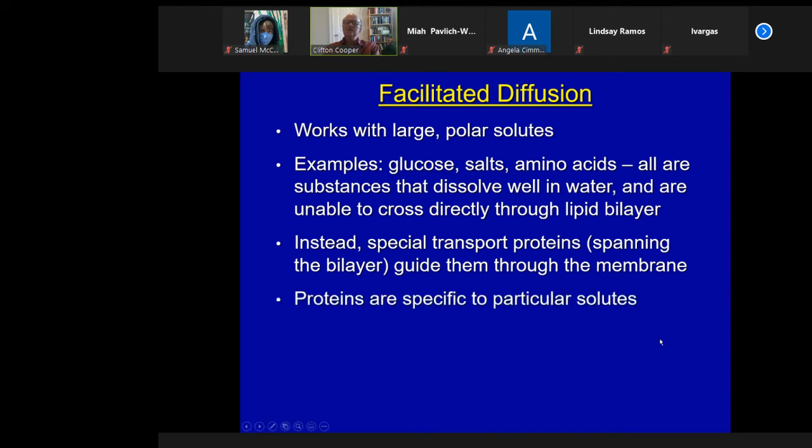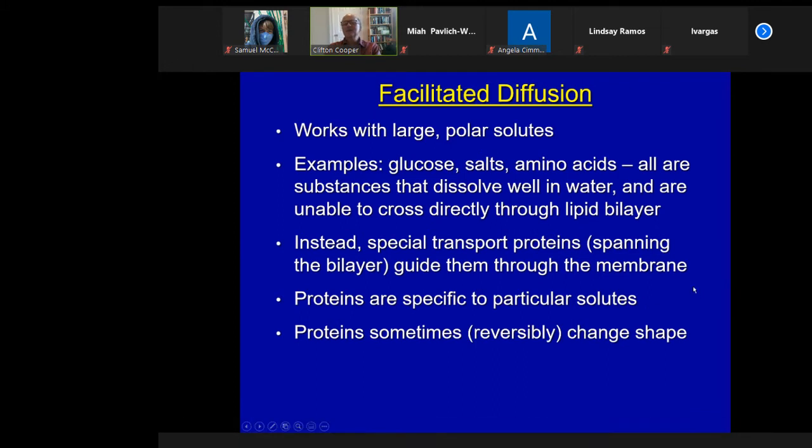Different proteins move different things. At most, one of these proteins might move two substances, and we'll see a case of that. But otherwise, you have different genes in your DNA telling you to make all these different proteins to move all these different things.